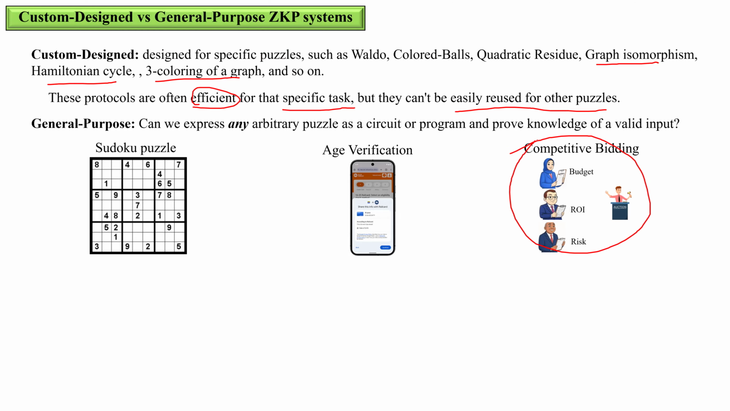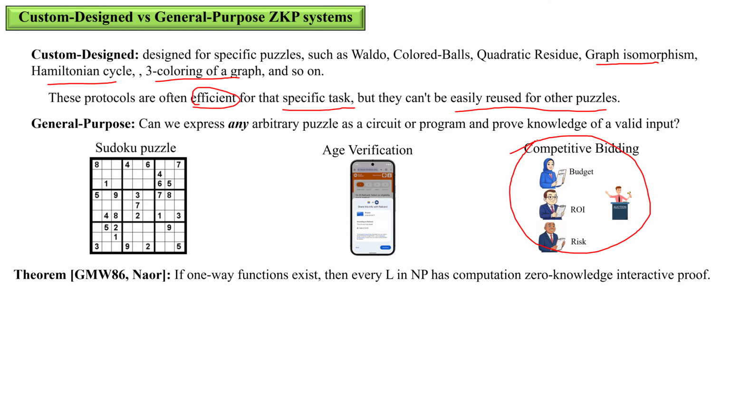Okay, so now we see that if we are able to design a general purpose ZKP system, it is not efficient for every puzzle, but at least it provides a zero knowledge proof for any kind of puzzle. There is a theorem that says that if there are one-way functions, then every L in NP has a computational zero knowledge interactive proof system. And we know that there are one-way functions in cryptography, so using cryptography, we are able to design general purpose ZKP systems.